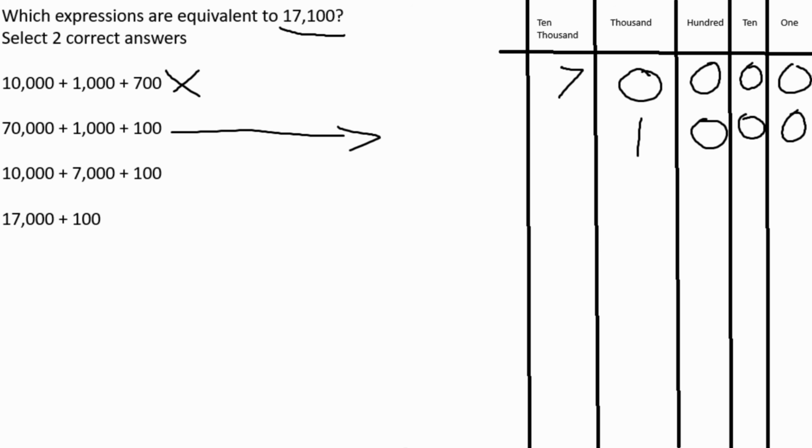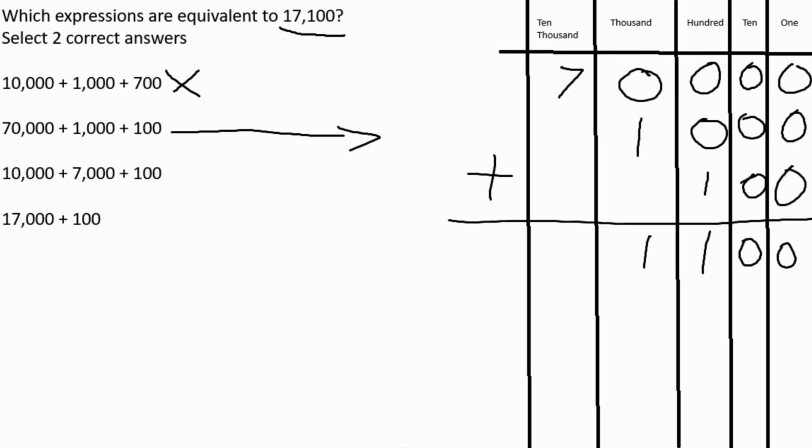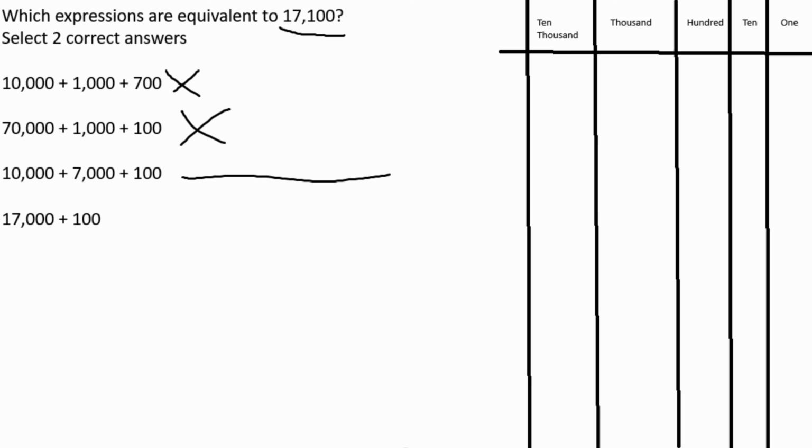All right, gonna add 100 to that. And then we're gonna add all this together. Okay, 0, 0, 1, 1, 7. So we get 71,100. This is wrong. Our first three numbers are wrong, which makes the whole answer wrong. Let's check our next answer choice.